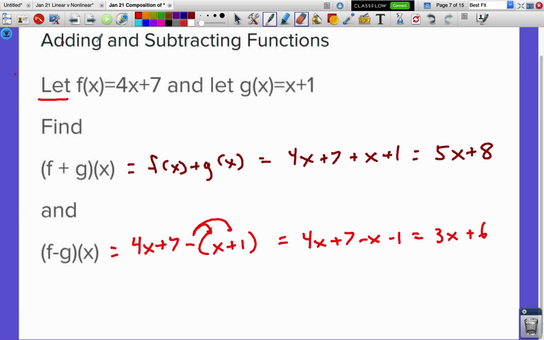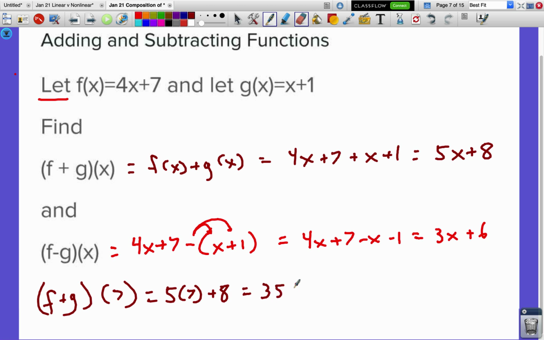All right, now let's actually evaluate a function. Let's do f plus g of 7. So instead of running it through both, I'll run it through the combined expression. So this would be 5 times 7 plus 8, which equals 35 plus 8, which equals 43.